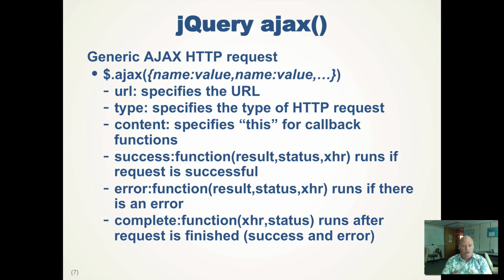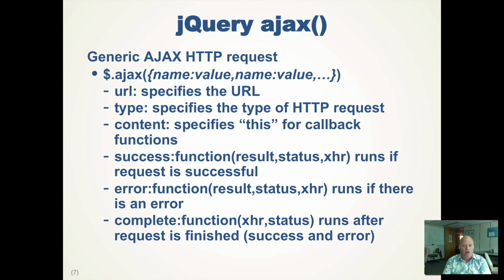Context is the this for callback functions. So where do you want the stuff to go, in a sense? We have a success function that will run if the request is successful. We have an error function that will run if there is an error in the request. And then we have a complete function that will run every time after the request is finished, whether there was a success or error. So this is your generic AJAX HTTP request format.